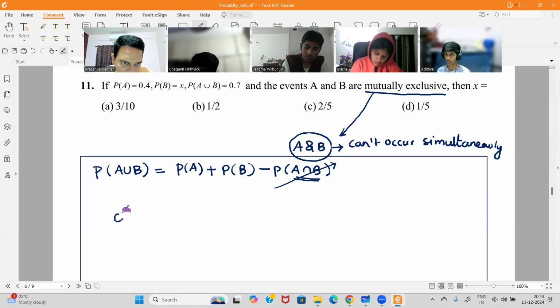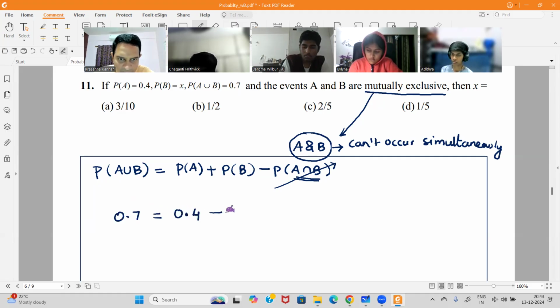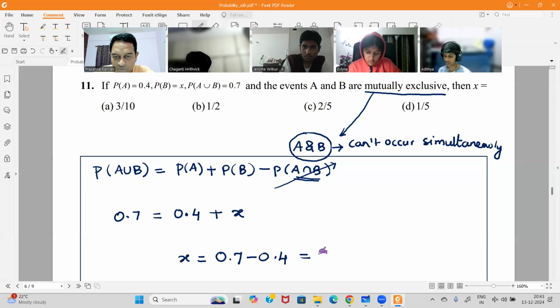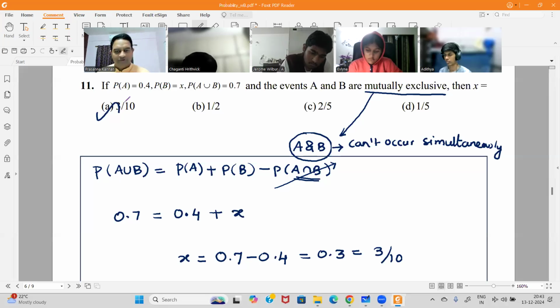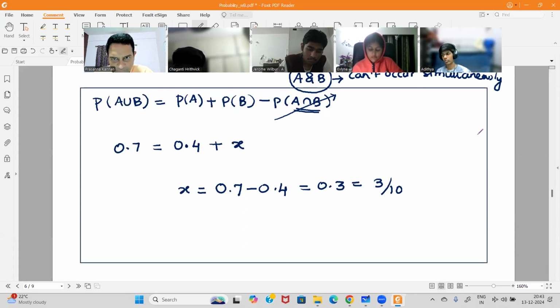Very good. Therefore, 0.7 will be equal to 0.4 plus X. Therefore, X will be nothing but 0.7 minus 0.4, which is 0.3. And 0.3 is nothing but 3 by 10. So the first option is correct. I hope it's clear, everyone. Okay, we'll move on further.